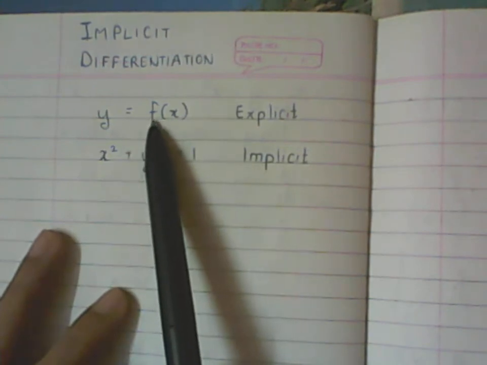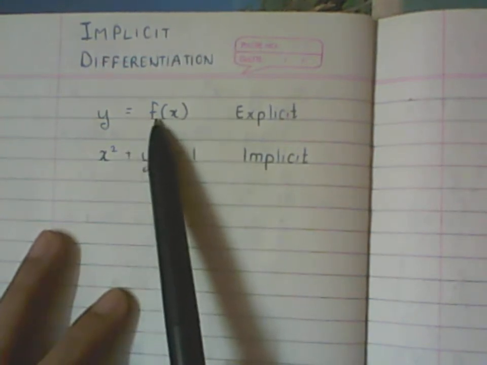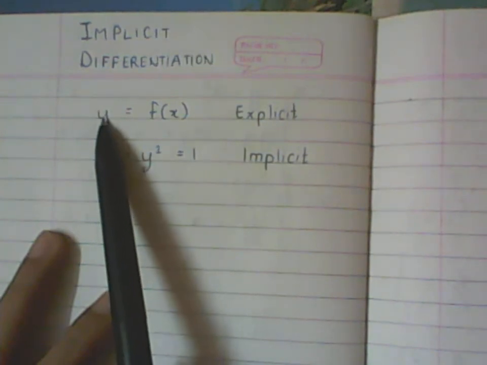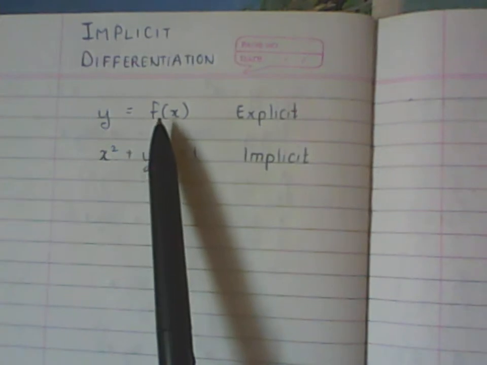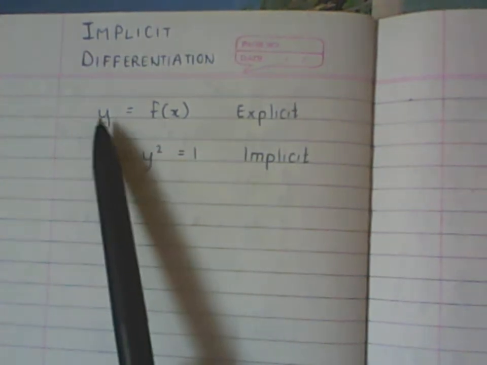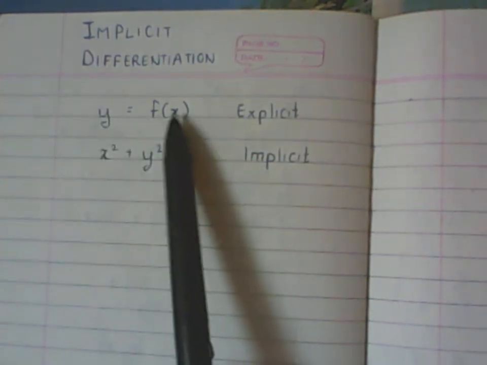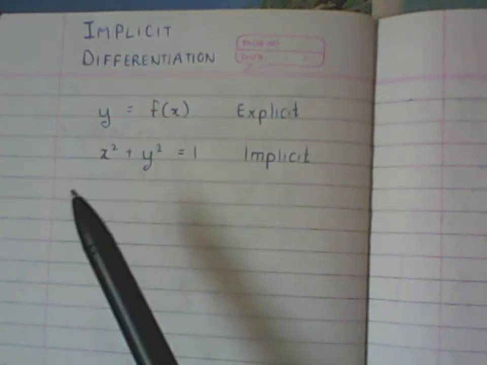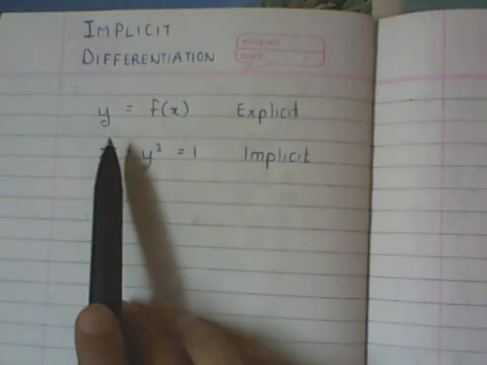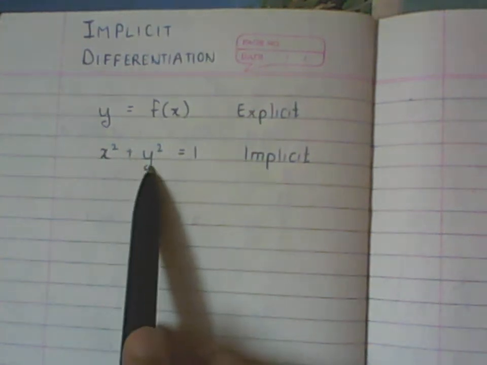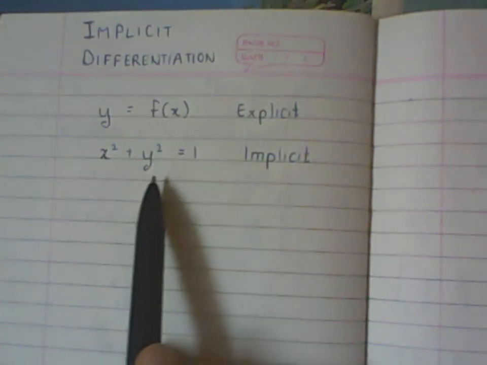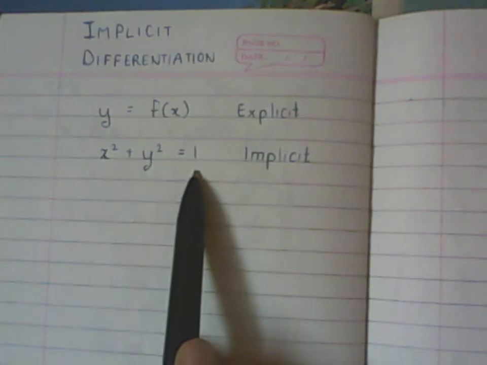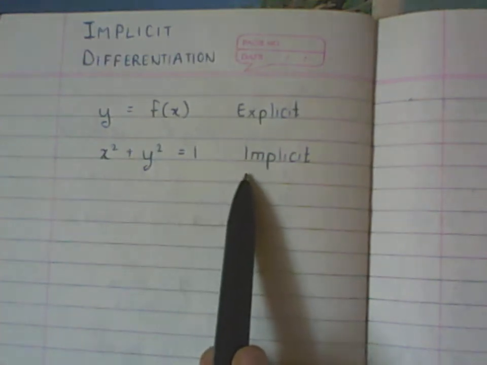So if you can write your function or your relation like this, then you can say that y is an explicit function of x, and then you can use any of the previous techniques to find the derivative. You can find dy by dx. On the other hand, if you have a relation like x squared plus y squared equals 1, then it's not possible to write y as a function of x. So this is an implicit relation.